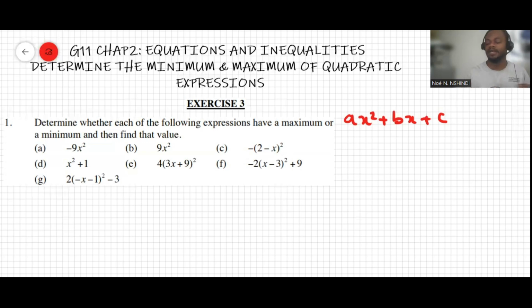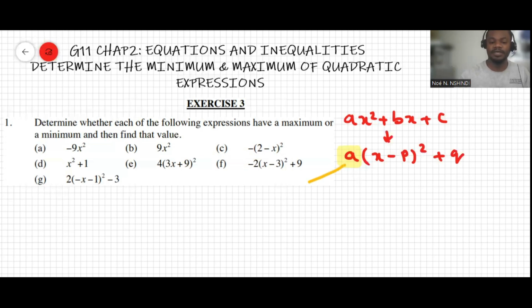Now we said we can solve this by completing the square, and then it's going to be of the form a open brackets x minus p raised to the power of 2 plus q. This form helps us determine the maximum or the minimum of the quadratic expression, where a, the leading coefficient, has two cases.